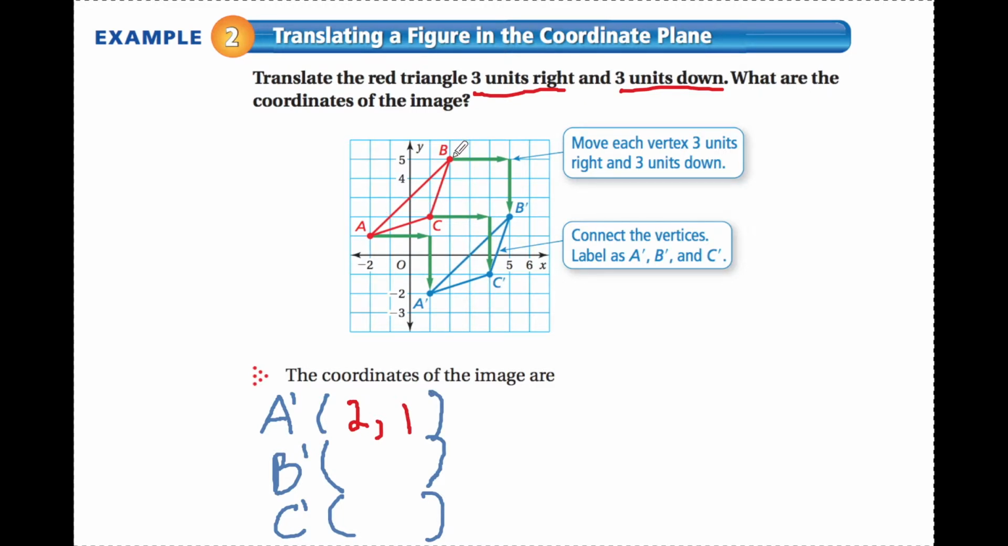Next we'll go to point B. We'll move it 3 to the right, 1, 2, 3, and then 3 units down, 1, 2, 3. Okay, we started at (2, 5), and we ended up at (5, 2).